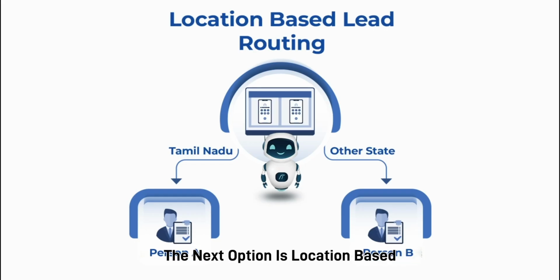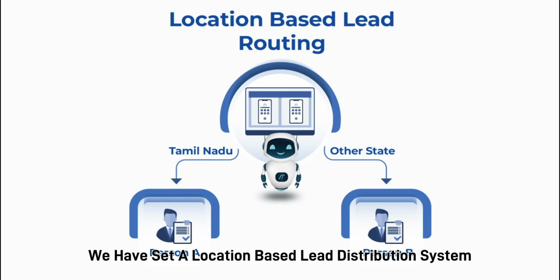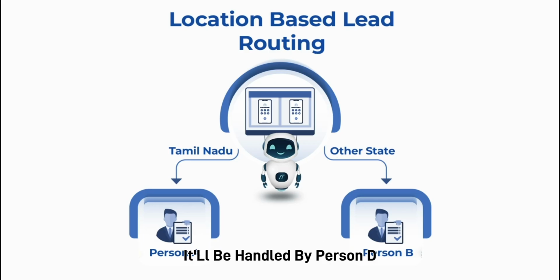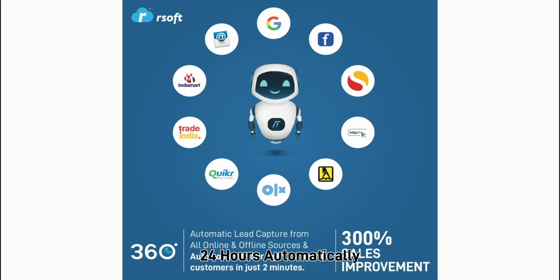The next option is location based. For example, in RSoft, we have set up a location based lead distribution system. If it is Chennai, it will be handled by person A. If it is outside Chennai but inside Tamil Nadu, it will be handled by person B. If it is outside Tamil Nadu, it will be handled by person C. And if it is outside India, it will be handled by person D. Likewise, the system automatically captures all the leads 24 hours a day and distributes them without any manual intervention.